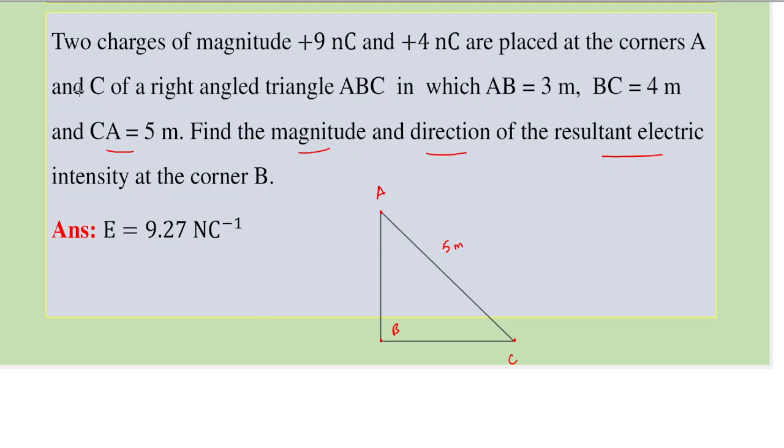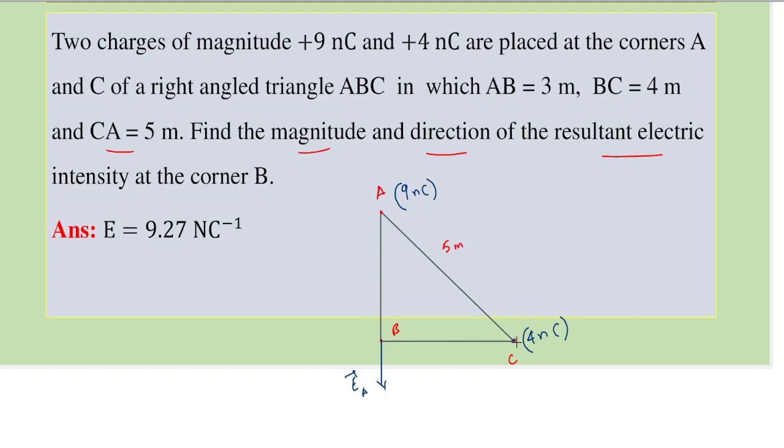So the charge at point A is 9 nanocoulomb. The charge at point C is 4 nanocoulomb. So we'll find what is the net field at the point B. In this case, we will use the principle of superposition of electric fields. That is, we will find the electric field that the charges at point A and point C create at point B. We'll first find the field which the charge at point A creates at point B. Since the charge at point A is a positive charge, the field will be going out radially. So it goes out like this. We'll call this E suffix A.